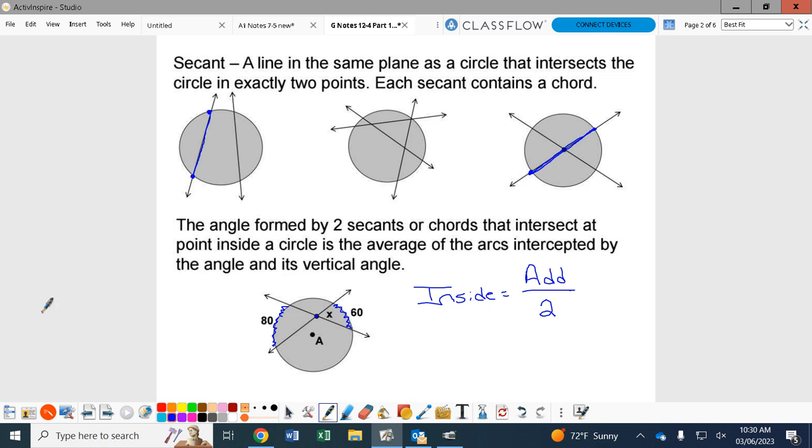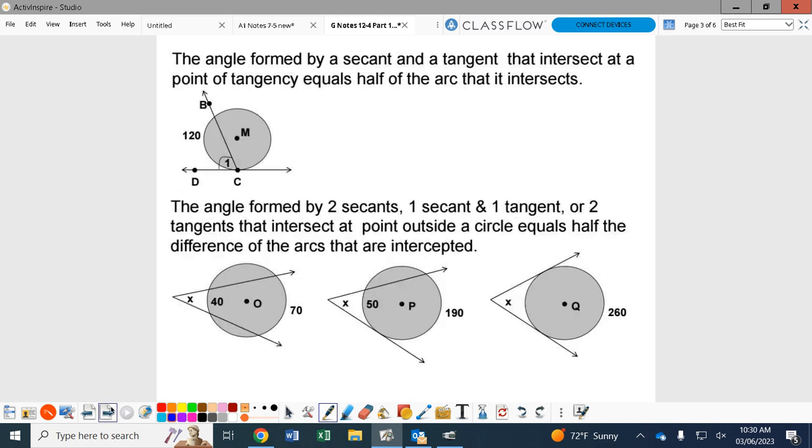Okay, here we go. The next type. Whenever you have 2 of them that intersect on the circle, in this case you have a secant and a tangent. The secant and tangent have an intersection point that is on the circle. We've actually already done these. These are the old ones. Anytime the intersection point is on the circle, all you're going to do is take whatever the arc is and divide by 2. That was actually one of the word problems on the last quiz.